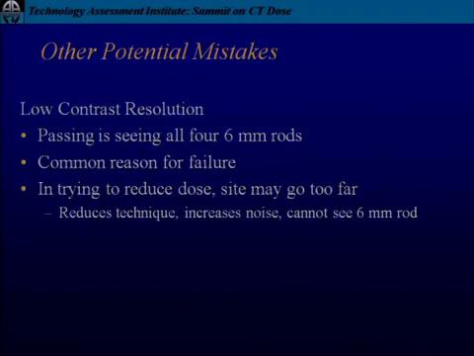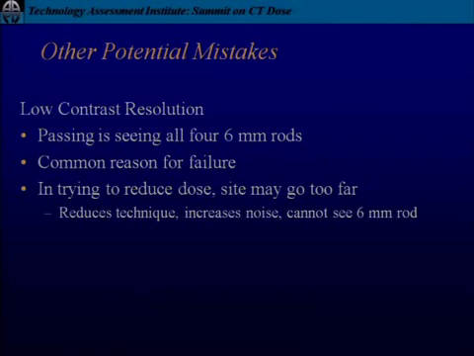All right. Some other things before we get into some of the dose aspects. Low contrast resolution. This is probably one of the most common reasons I see for failing, is you can't see all 4 6-millimeter rods. It's a common reason for failure. Often sites are saying, well, I'm trying to reduce dose. Sometimes they may go too far. And this is why we have that low contrast limit. We don't want them to reduce the dose so that it's undiagnostic.